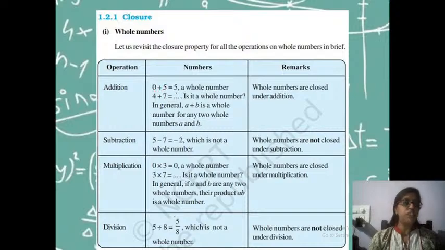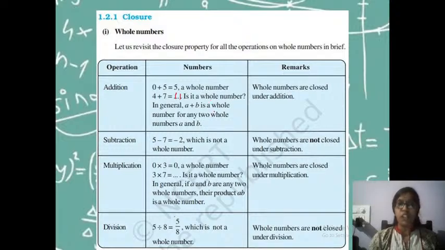So that is 0 plus 5. If we add these two numbers, we'll get 5. As we know, a whole number starts from 0, right? As I told you. So 5 is a whole number. Okay, so then 4 plus 7. They have asked you to find out whether it is a whole number. So 4 plus 7, I hope you all know, is 11, right? So it is also a whole number. Yes, it's a whole number.